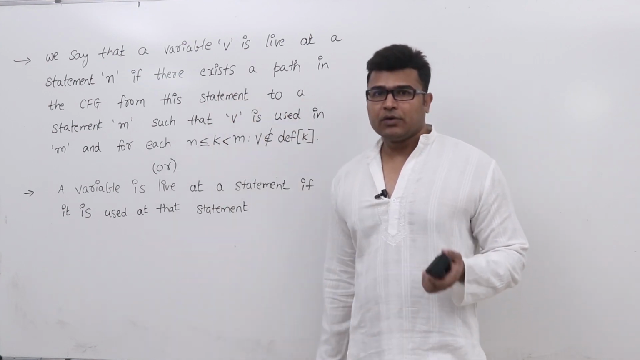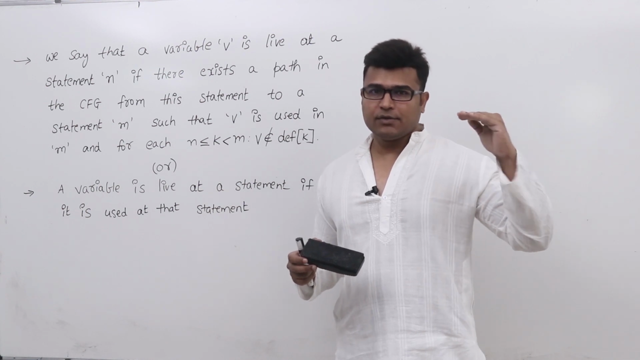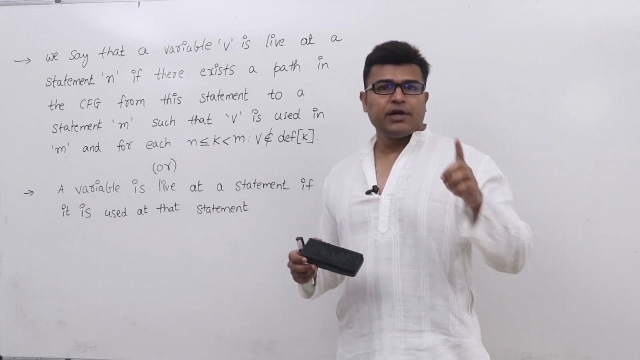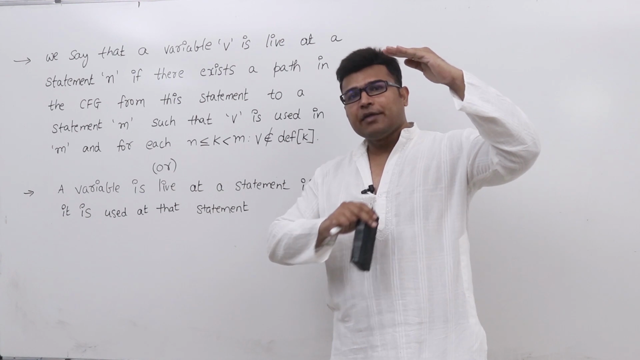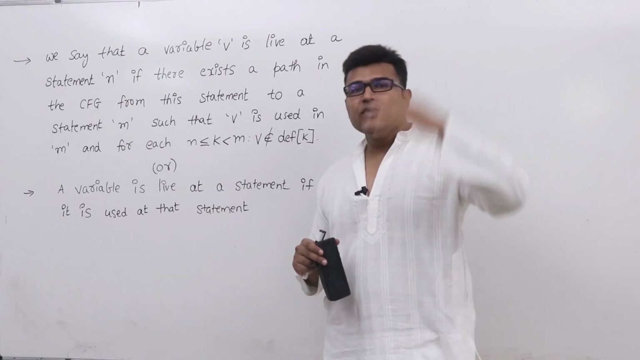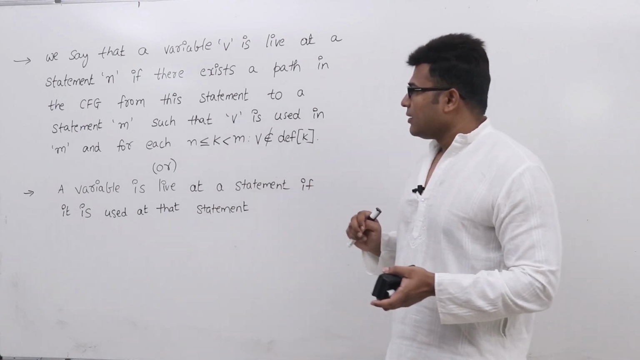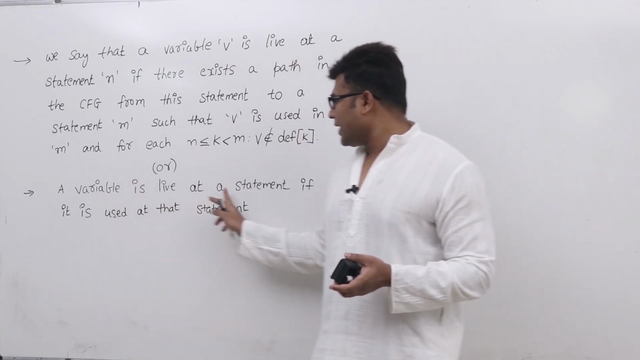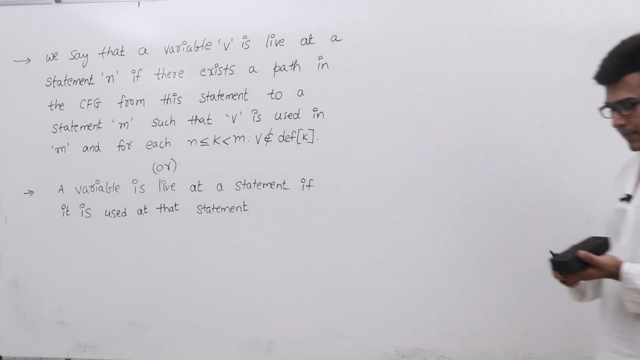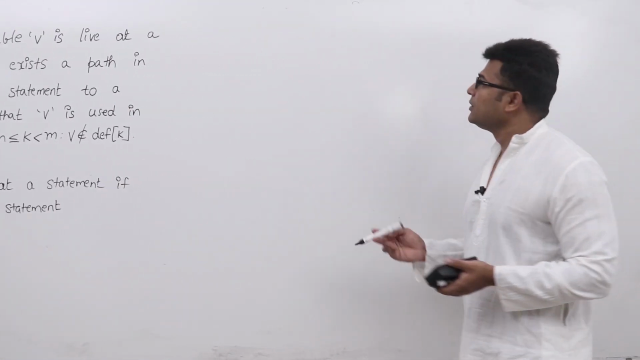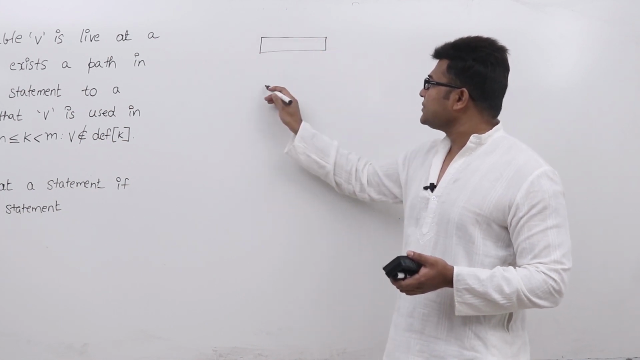I'll explain it with an example. So what it means is, if you are standing at a line n, at that particular line, a variable is said to be live if from that line you are able to reach another line where it is used, and in between there should not be any definitions. Okay, I'll tell you that with an example. Next thing is, a variable is live at a statement if it is used at that statement. Okay, let's take an example and see what those definitions actually mean. So assume that we have few lines in a program like this.